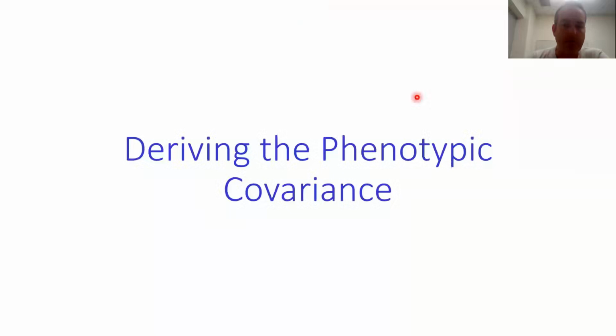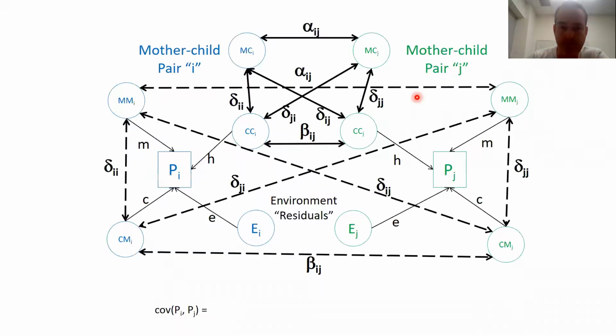So in this model, I'm going to derive the phenotypic covariance under the maternal GCTA model. Now, this is quite a scary looking slide with a complicated path model. So let's go through it slowly because it's actually a lot simpler than what you might first think.